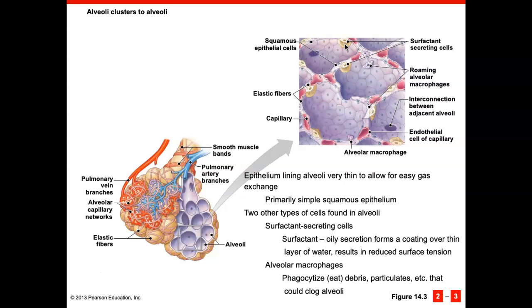Newborns, if they're premature, may be born without that surfactant secreting cells working yet. So they have to stay in the hospital until their lungs develop and they produce that cell. And then another type of cell would be a macrophage, roaming alveolar macrophages. They're just patrolling, looking for any bits or particles that you've accidentally inhaled and have gone into the lungs.